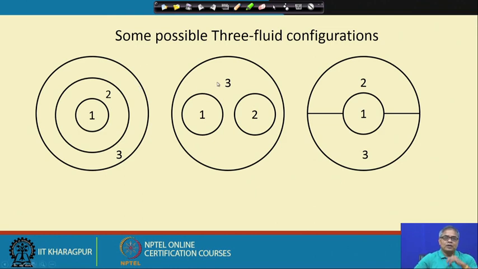In the second case, there is a shell, and in that shell there are two tubes, and the two tubes are carrying two different fluids. Here thermal communication is there between 1 and 3, 2 and 3, but 3 is communicating both with 1 and 2. So, there could be different designs.